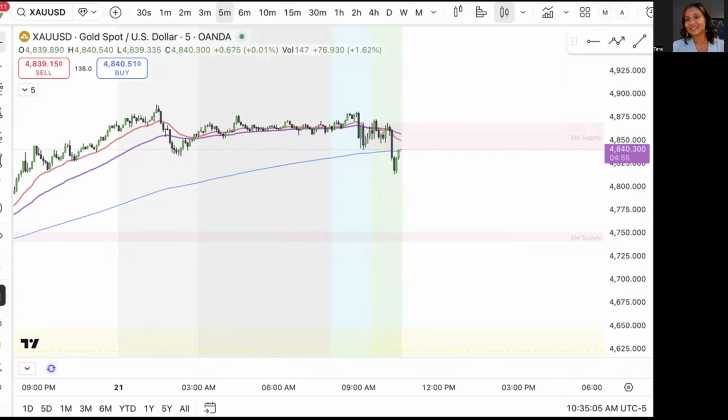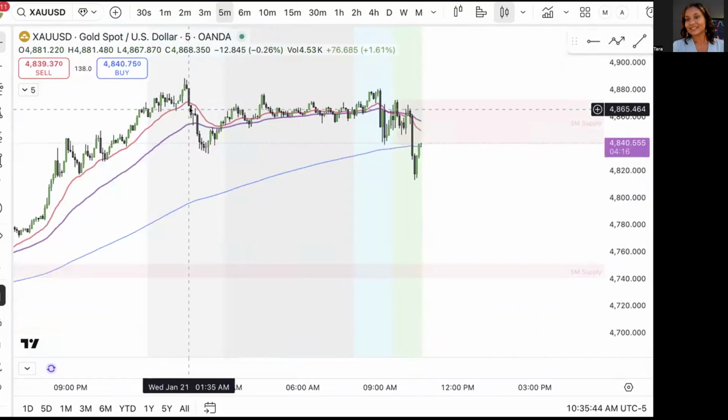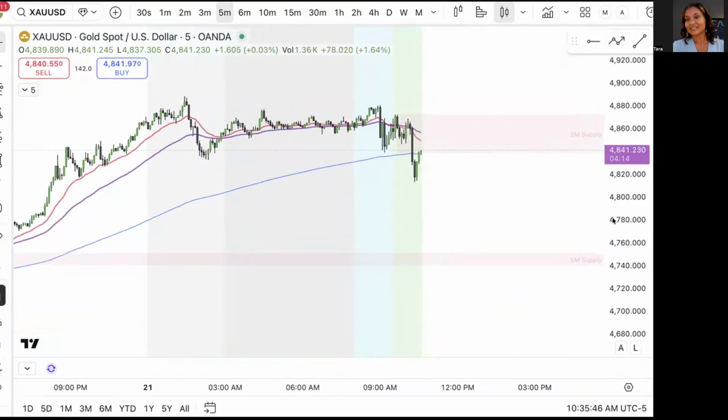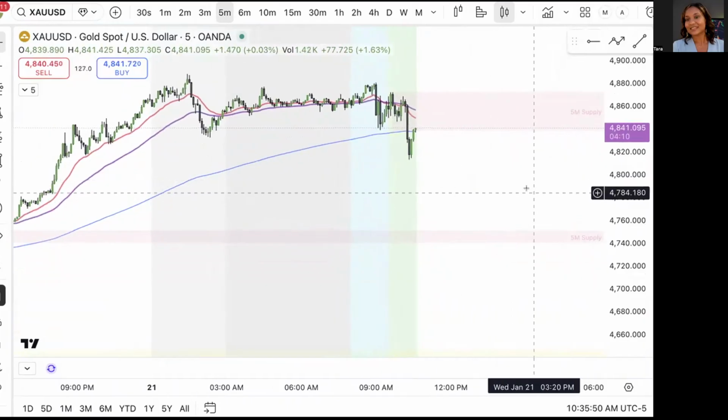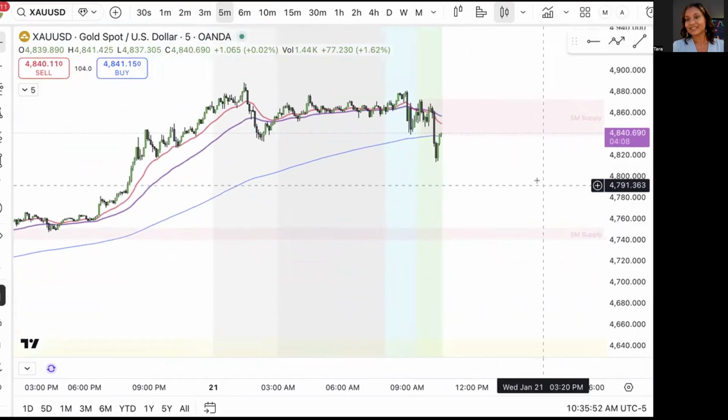We're looking for either a 3-bar reversal or an engulfing candle. I have our EMAs here just for reference. Looks like we have fallen below the 20 and the 50, and we were under the 200 for a while. And so that's a pretty good indication that price is ready to go to the downside.